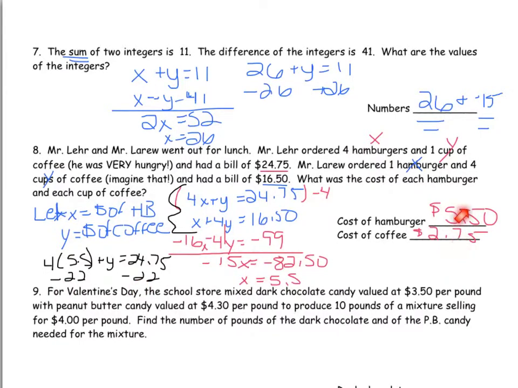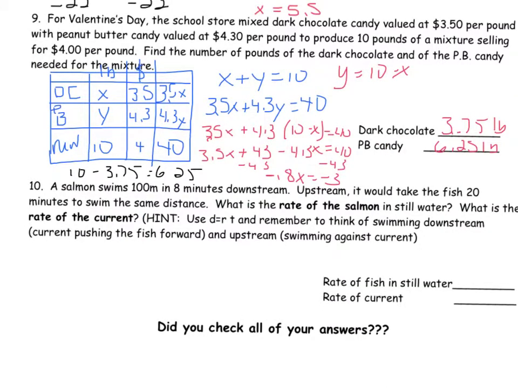And then I plugged that into the first equation and solved to get the 2.75. Again, plug these numbers in to make sure they work. I was actually very impressed with how many of you got the mixture one right. You set up your table beautifully. So dark chocolate, peanut butter, new. We didn't know the pounds of dark chocolate or peanut butter, but the 10 was the new. We knew the price of the dark chocolate was 3.5 per pound.